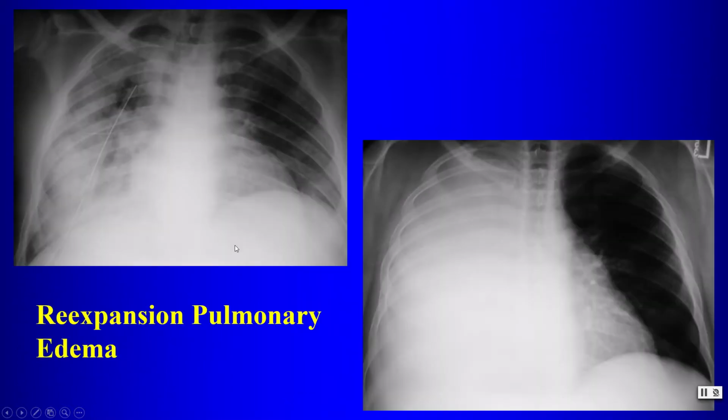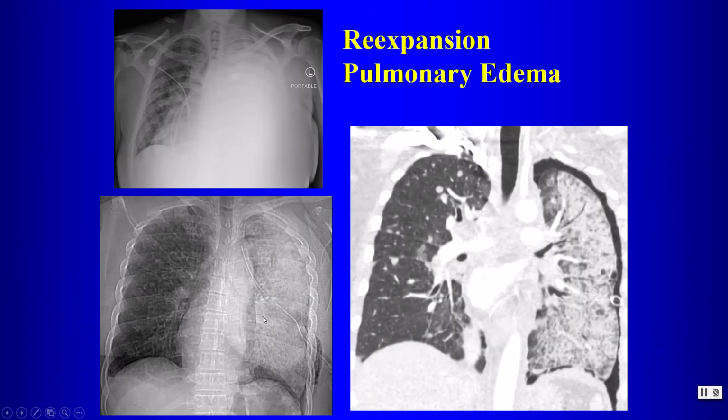So here's another example of re-expansion pulmonary edema. A patient with a large pleural effusion, a chest tube is placed, the effusion is drained. When the lung re-expands, the rush of blood to that re-expanding lung then results in leakage into the airspaces and re-expansion or reperfusion pulmonary edema. Here's another very nice example. Patient has a large pleural effusion, chest tube is placed, and you can see the pulmonary edema here in that lung, nicely demonstrated on this coronal reconstruction from the CT scan.